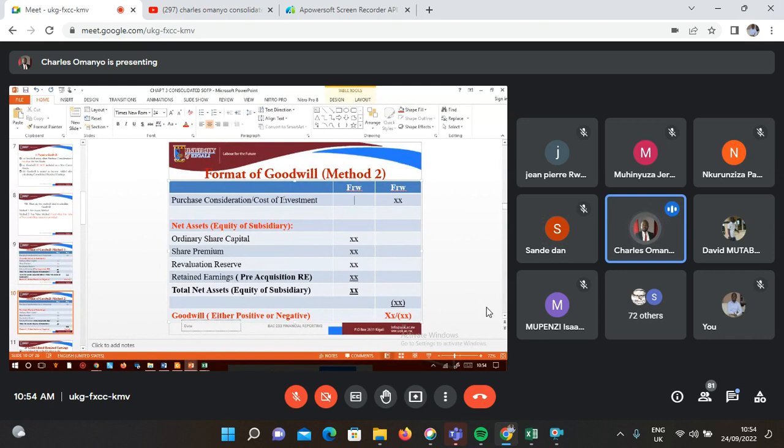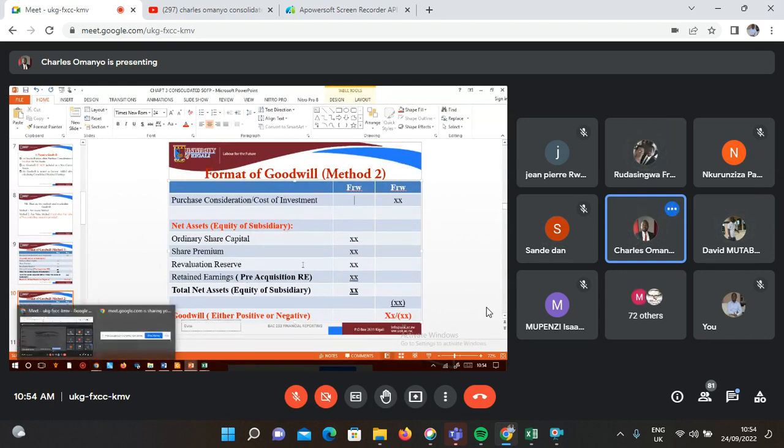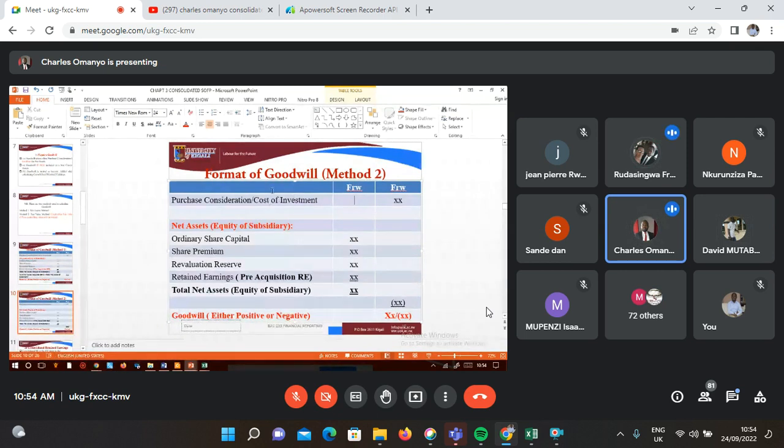Okay, let's go to method 2. Now, there is a purchase consideration, and then you add the fair value of non-controlling interest. That is why it's called the fair value method.